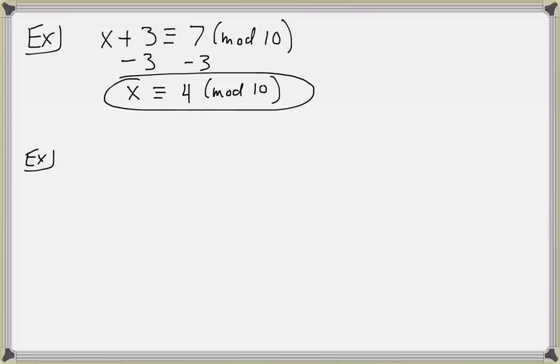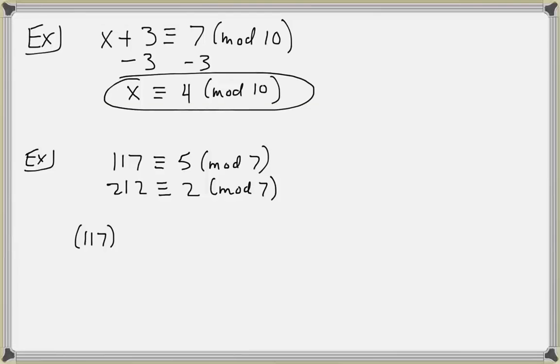In the next example, 117 is congruent to 5 mod 7. You can think of this statement as 117 is 5 more than a multiple of 7. And 212 is congruent to 2 mod 7. So look at this expression. What is 117 times 212 congruent to mod 7?